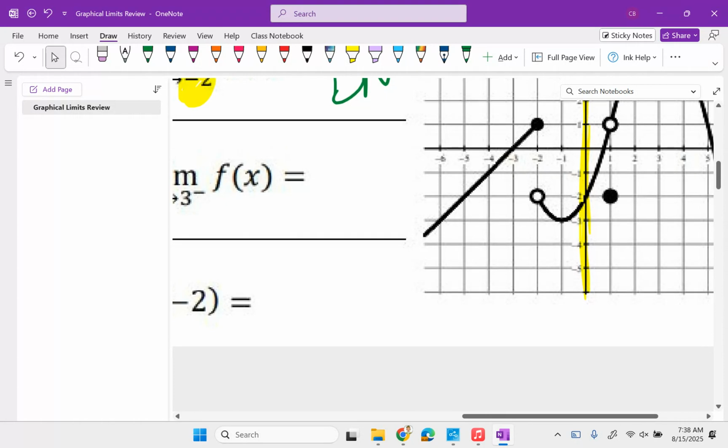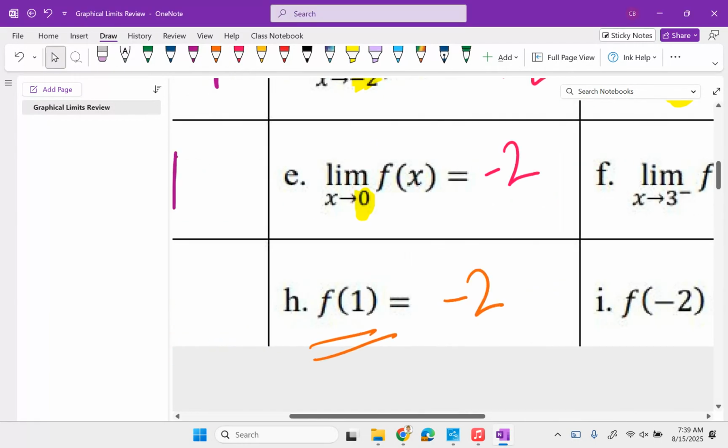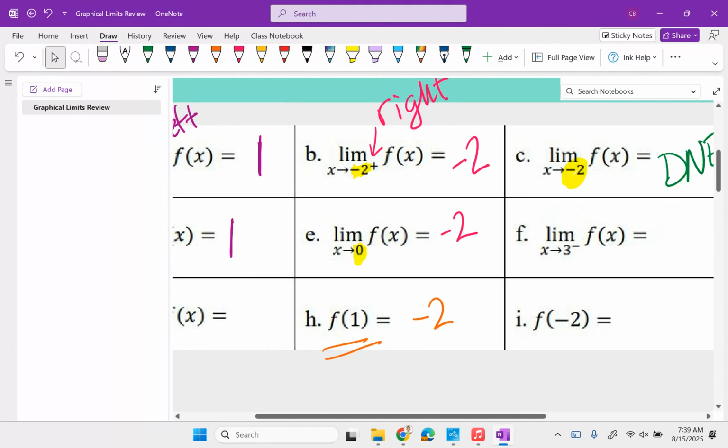I'm going to zoom in a little bit. As I am tracing that function from the left side, what y value do I get to? -2. Okay. As I'm tracing it from the right side, what y value do I get to? Also -2. So do the right and the left match? Yes. So my overall limit would be -2. They did not ask me to find that one. Any questions on that one so far?